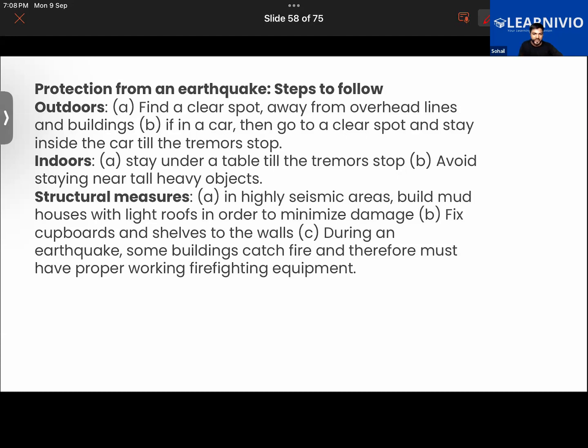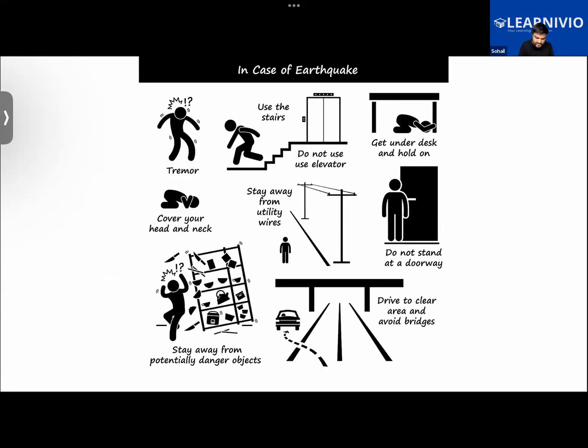Okay, now also cupboards and shelves should be fixed to the wall, so that they do not fall whenever there's an earthquake. During an earthquake, some buildings would be catching fire, so they must have proper working firefighting equipment. Earthquakes can also lead to fire in the building, meaning that if there is a short circuit because of the earthquake, that will lead to fire. Thereby we should have proper firefighting equipment. It's a must to have a fire extinguisher at every home.